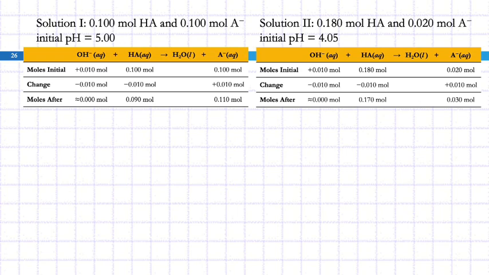Because these are buffer solutions, we can use the Henderson-Hasselbalch equation instead of doing an equilibrium ICE table thing.